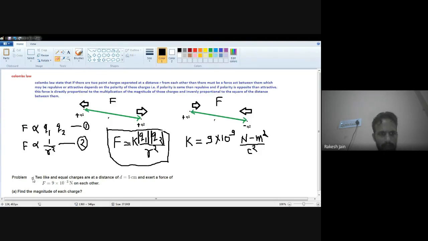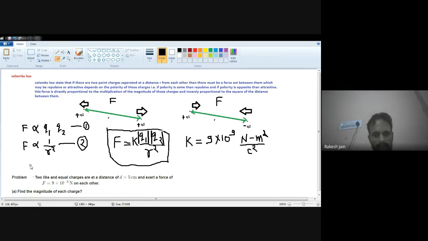Two like and equal charges. Like means the polarity is the same. Equal means the value is the same. So Q1 is equal to Q2. The distance is D equal to 5 centimeter. Here instead of R, it denotes the distance D, so don't be confused. R, or D, is equal to 5 centimeter, that is 0.05 meter.